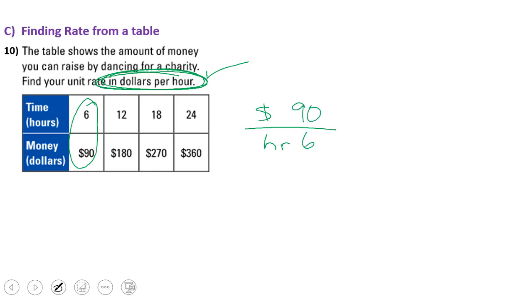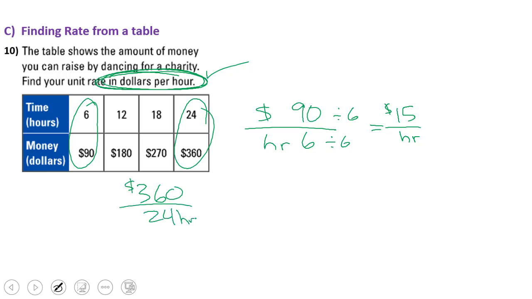Now I can simplify that. I can simplify 90 over 6. I can divide by 6, so I can get my unit rate, and that would be $15 per hour. Now, just to show you that it should work anywhere, if I take this one right here, $360 in 24 hours, if I divide by 24, and you can prove it too, use your own calculator, I still get $15 per hour.